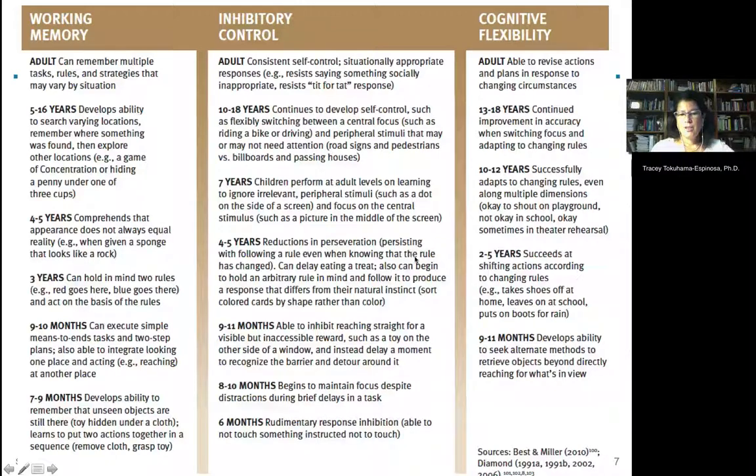This is similar to inhibitory control. Even small children, 6 months old, are able to not touch something if they're told no. They're able to control themselves there. In older adults, this looks like self-control, situationally appropriate responses, not acting out, resisting saying something that's not socially or politically correct. And similarly with cognitive flexibility, in the earlier years, small children develop the ability to seek alternative methods to retrieve objects beyond directly reaching for what's in view. So there's a certain level of creativity there. As you go up through the ages, then adults are able to revise action and plans in response to changing circumstances. So they're flexible in the way that they approach the problems that are in their path.